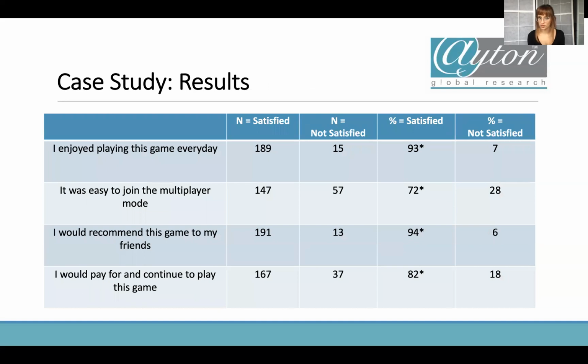So what were the results? So again, we asked lots of different questions, and I've just selected a couple to give a representation of what the results look like and how they could be used from the study.